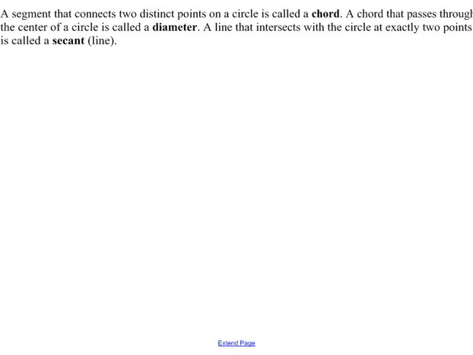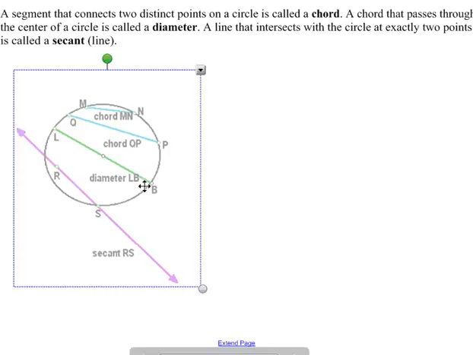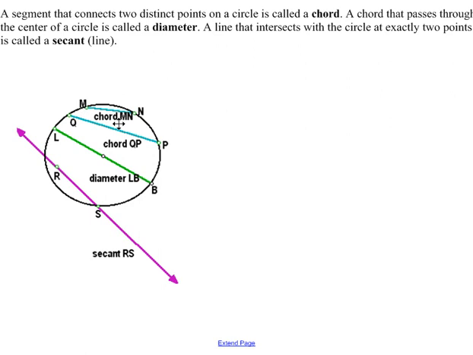Anyways, a segment that connects two distinct points on a circle is called a chord, and that's from the last video. So MN is a chord, QP is a chord. A chord that passes through the center of a circle is called a diameter. So a diameter is a type of chord that's special because it passes through the center of a circle.